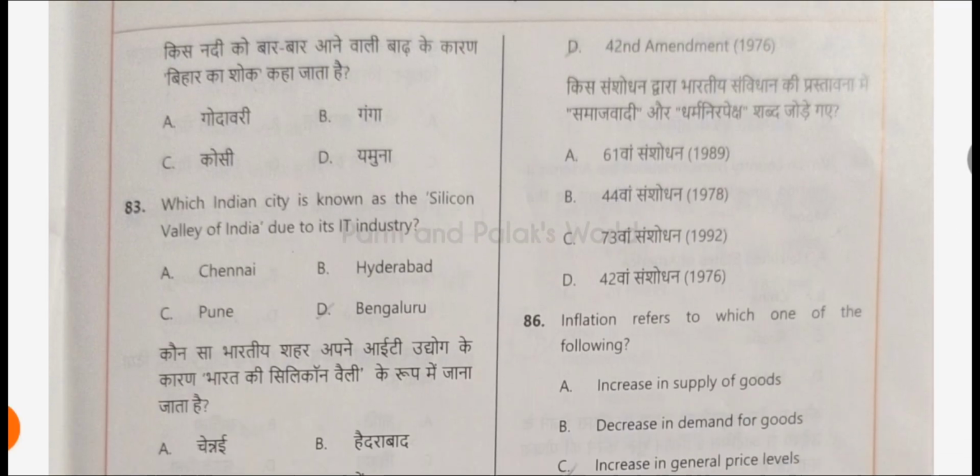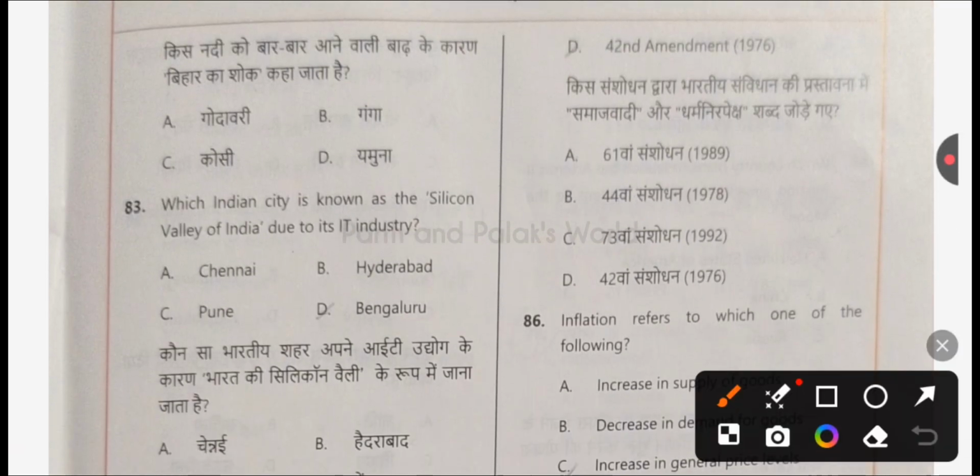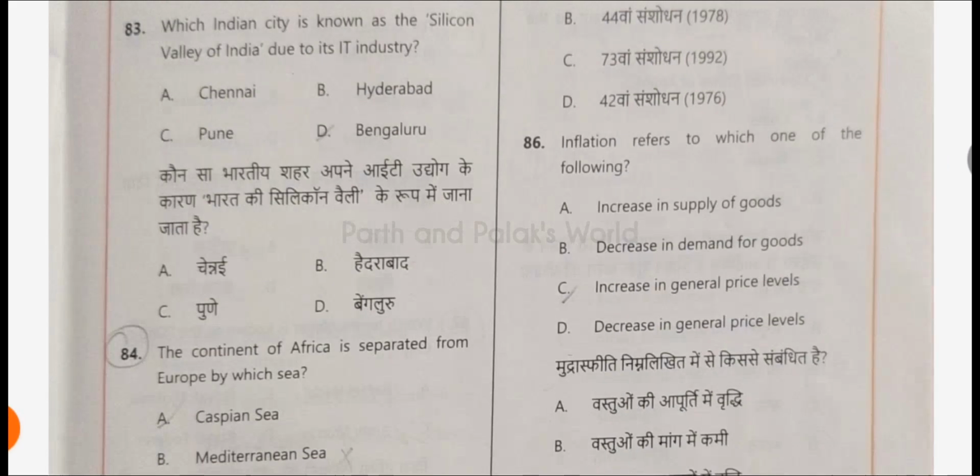Question number 83. Which Indian city is known as the Silicon Valley of India due to its IT industry? Correct answer would be option D, Bangalore.